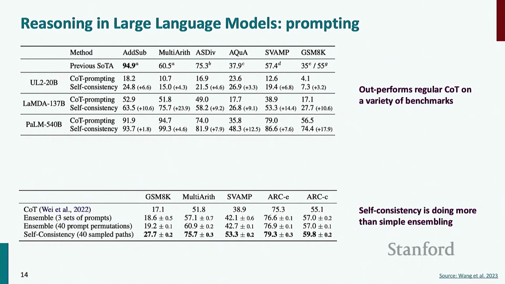So the authors also compared an ensembling approach where it's the same language model with multiple different prompts, and then you do majority voting there. And it turns out that self-consistency is better than just simple ensembling.